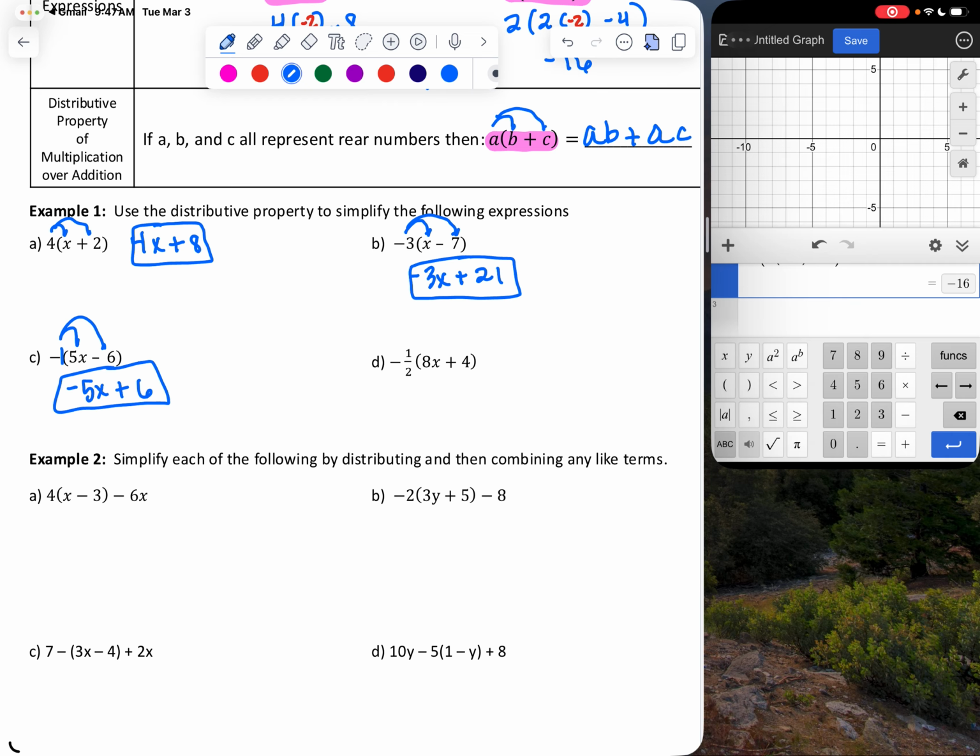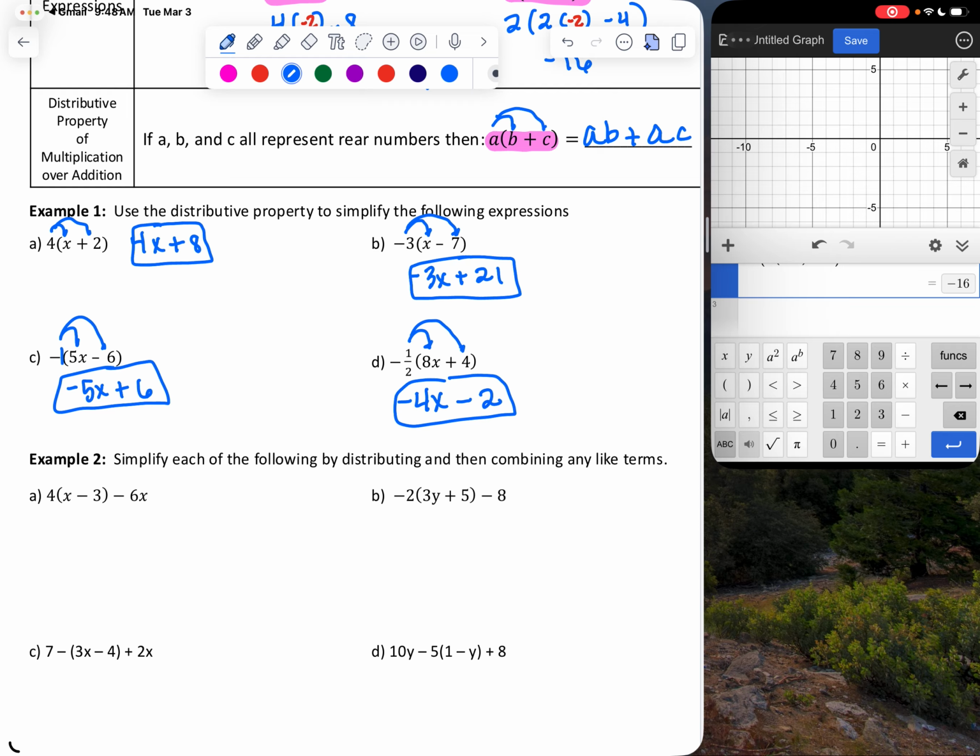All right. In problem D, we have negative 1/2 times the quantity 8x plus 4. So I'll be multiplying everything in that parenthesis by negative 1/2. So negative 1/2 times 8x is negative 4x, and negative 1/2 times 4 is negative 2. Now, because it's negative 2, I want to write down minus 2.